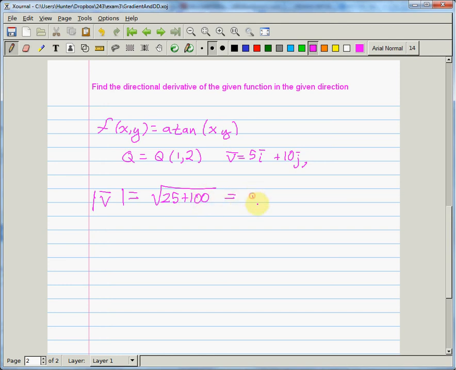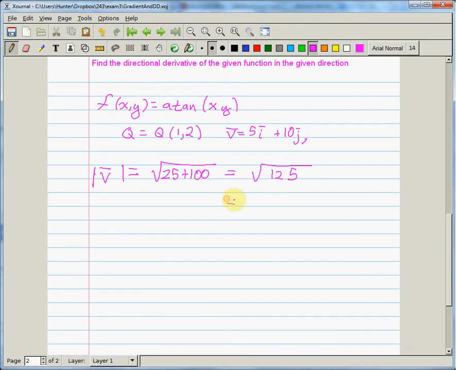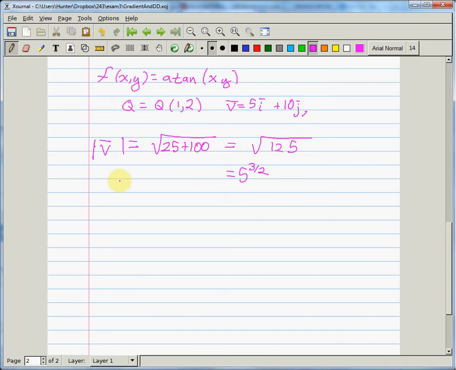So it's the square root of 125. Okay, and so that's 5 cubed, isn't it? So this is 5 to the 3 halves. Right? And so what is u is going to be v normalized. So that is going to be, in component notation, 5 divided by 5 to the 3 halves, and 10 divided by 5 to the 3 halves.